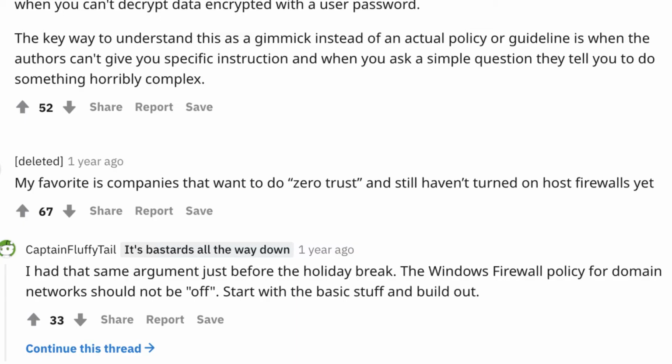All right, we're going to move on to the next question. This is also coming in from Reddit, and this is a good one, actually. It says, my favorite companies are the ones who want to do Zero Trust, but still haven't turned on host firewalls. And that's a really, really good point, because if you look at this in its entirety, Zero Trust is not a product. It's not.